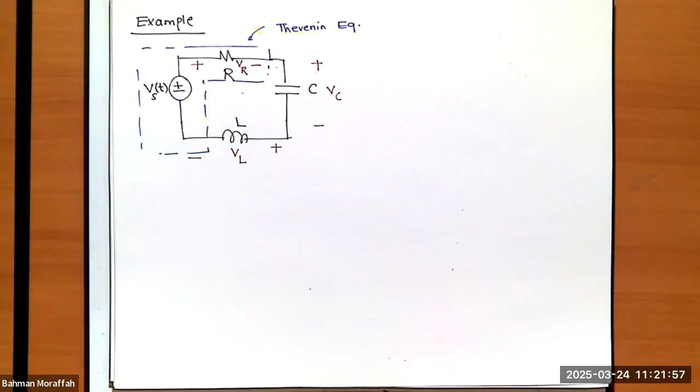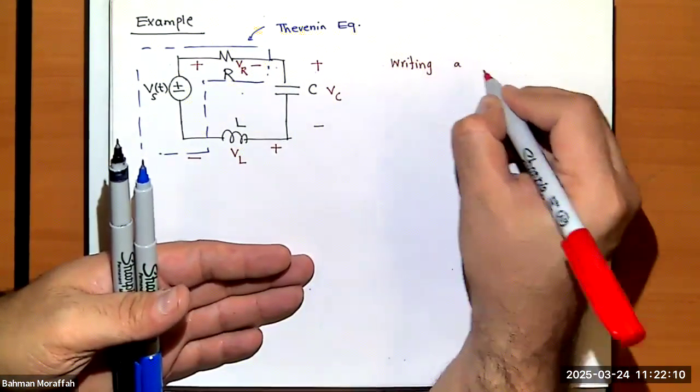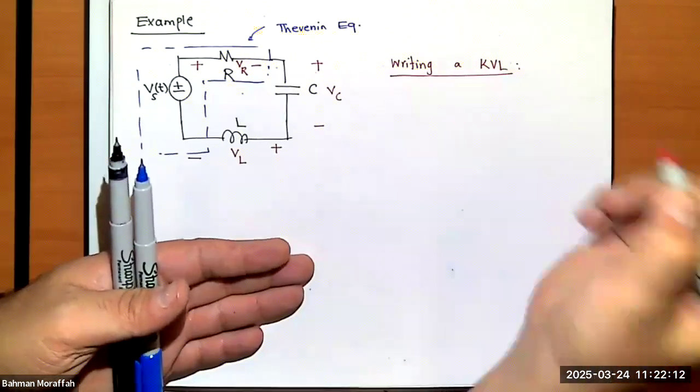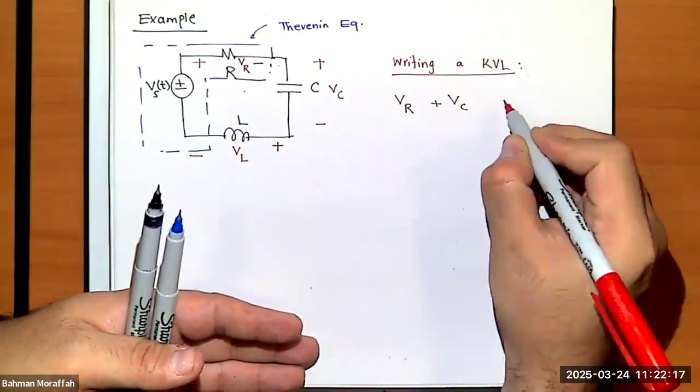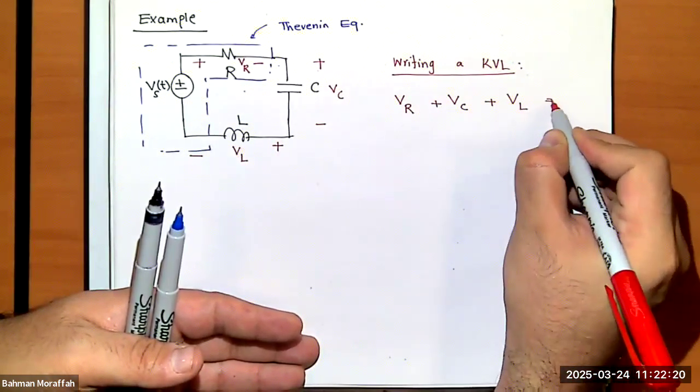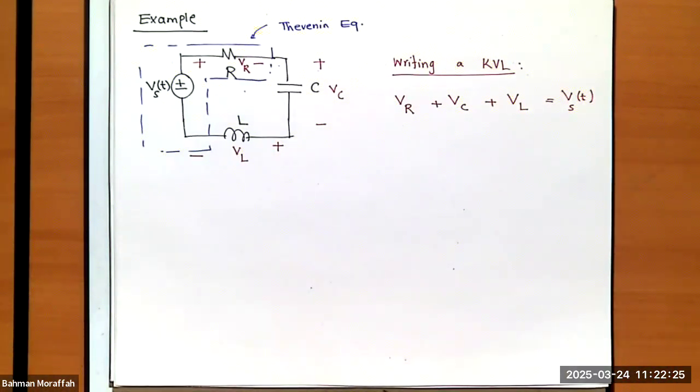Do you agree I can write a KVL here? I have a single loop. I can go around and add up all the voltages. So writing a KVL, it tells me VR plus VC plus VL must be Vs(t). Do you agree with that? Just go around and add up all the voltages.